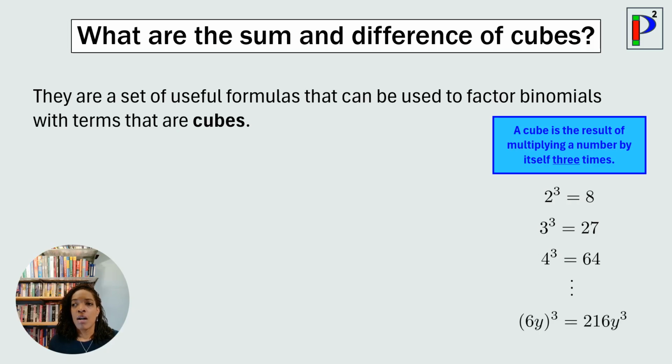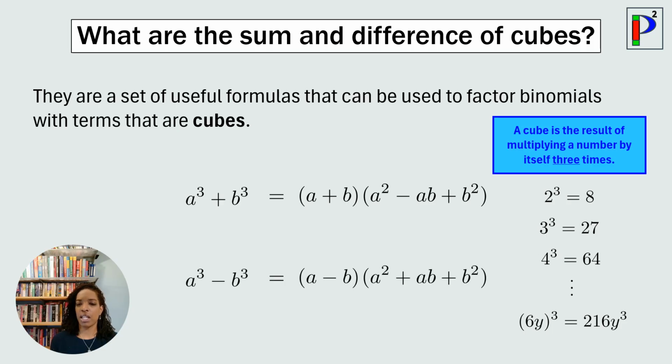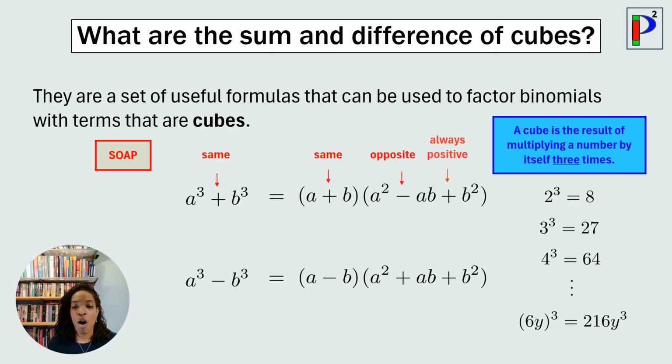First we have a sum formula, and then we have a difference formula. If you take a moment and look at them, they're very, very similar. The only difference is that they have different positive and negative signs. To remember those signs, we can use an acronym called SOAP. SOAP stands for same, opposite, always positive. So my first two signs will be the same, then the opposite, and then always positive.